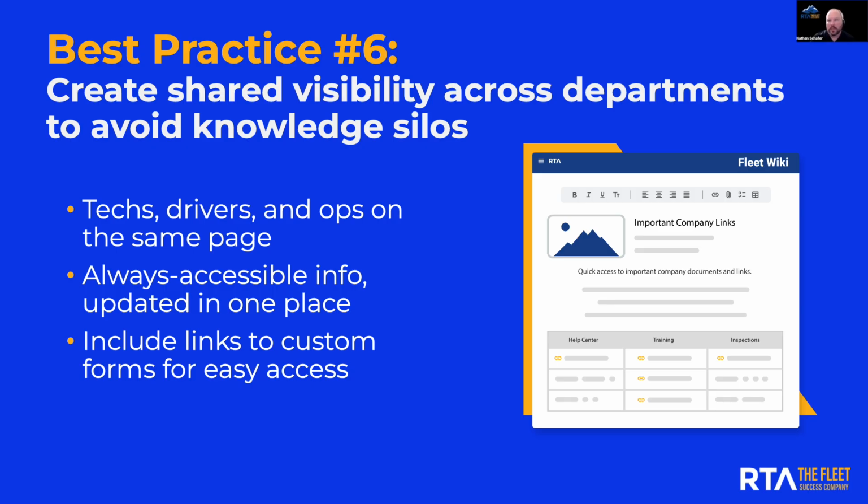All right. So, again, best practice number 6: we're going to create that shared visibility across departments to avoid knowledge silos. And again, we've talked about this a bunch. You get your techs, drivers, ops, everybody on that same page, always accessible info, and it's updated in one place. And then we can include links. Like I just mentioned, if HR's got a training that you have to watch, dump the link in there and put it in with your announcement so that every morning when those techs log in, they're seeing it. And they're like, oh, I got to do that. And then they forget. And then the next day, oh yeah, I got to do that. They're going to get tired of seeing it and they're going to eventually do it, hopefully.